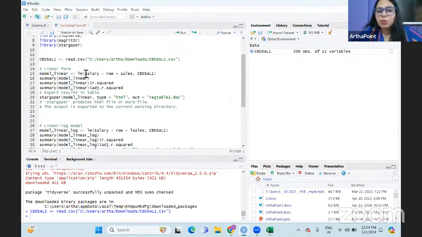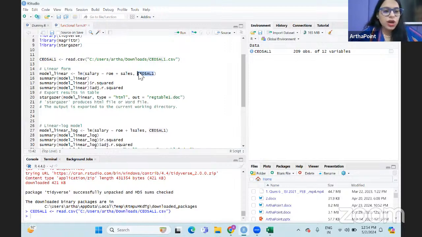This is the name. और इसमें what are we doing? We are running a linear model. So the word LM means that run a linear model. And beta, what is my dependent variable? Salary. And what are my independent variables? ROE and sales. So I have two independent variables, ROE and sales. And I have one dependent variable, that is salary. And beta, क्या है मेरा data set? My data set is CEOSAL1. So this is my data set. Am I clear with this?